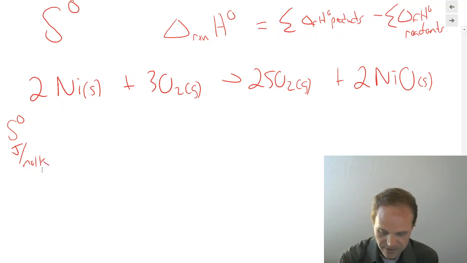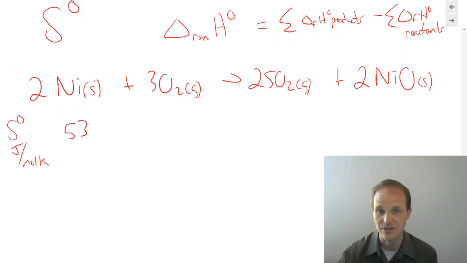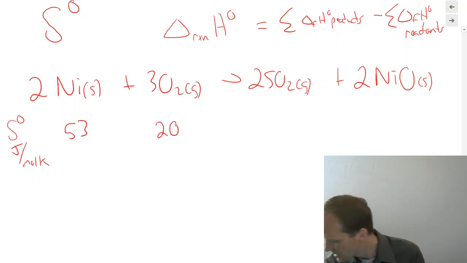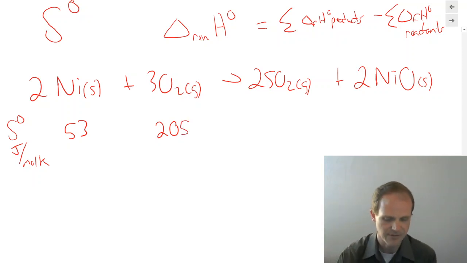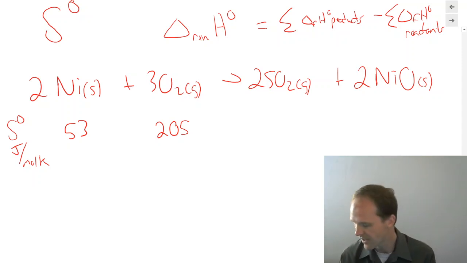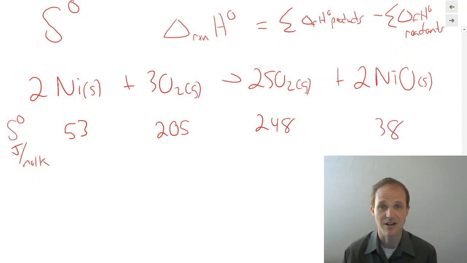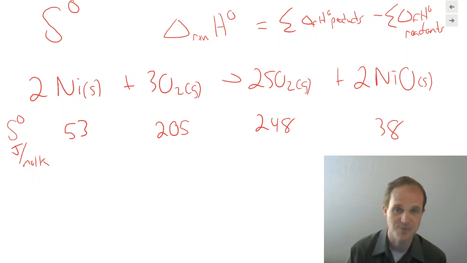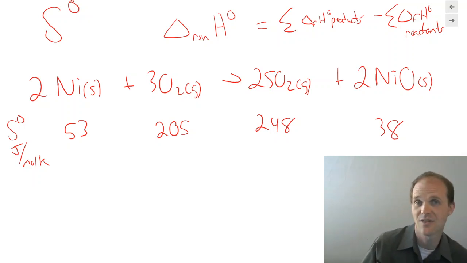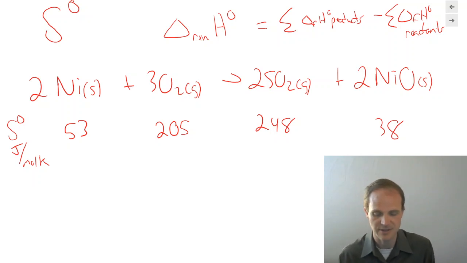And we can just look those up. This is 53, and that's for each nickel. I'm not doing the stoichiometric coefficients yet. This is 205, 205, 248, and 38. And you'll notice our solids have relatively small entropies, our gases relatively large entropies, which is what we expect. Gases have a lot more entropy than solids or liquids do.